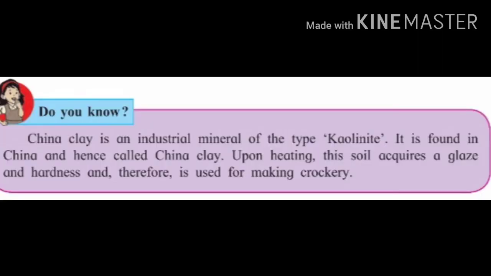Do you know China clay is an industrial mineral of the type kaolinite? It is found in China and hence called China clay. Upon heating, this soil acquires a glaze and hardness, and therefore it is used for making crockery.